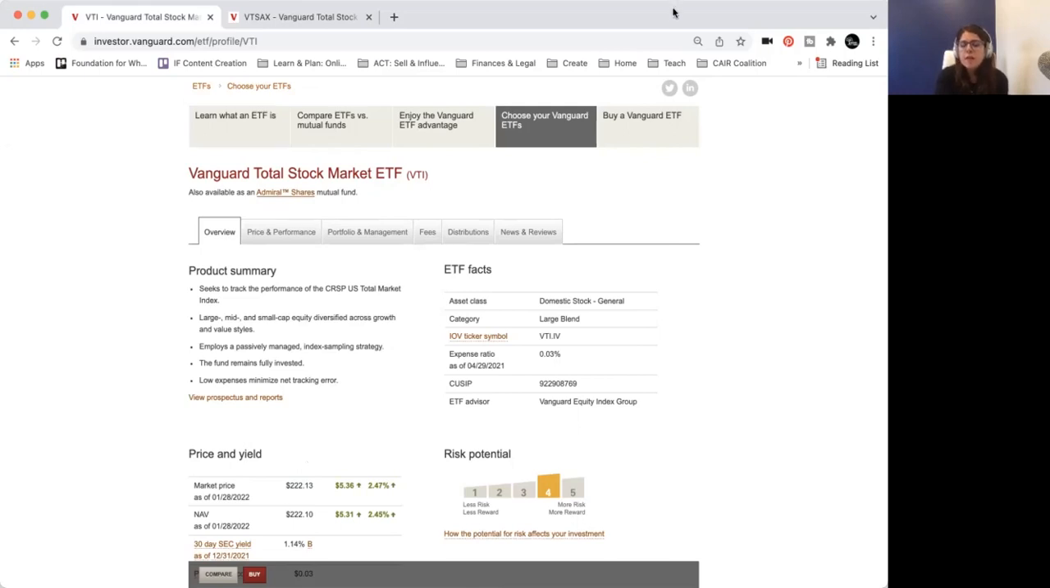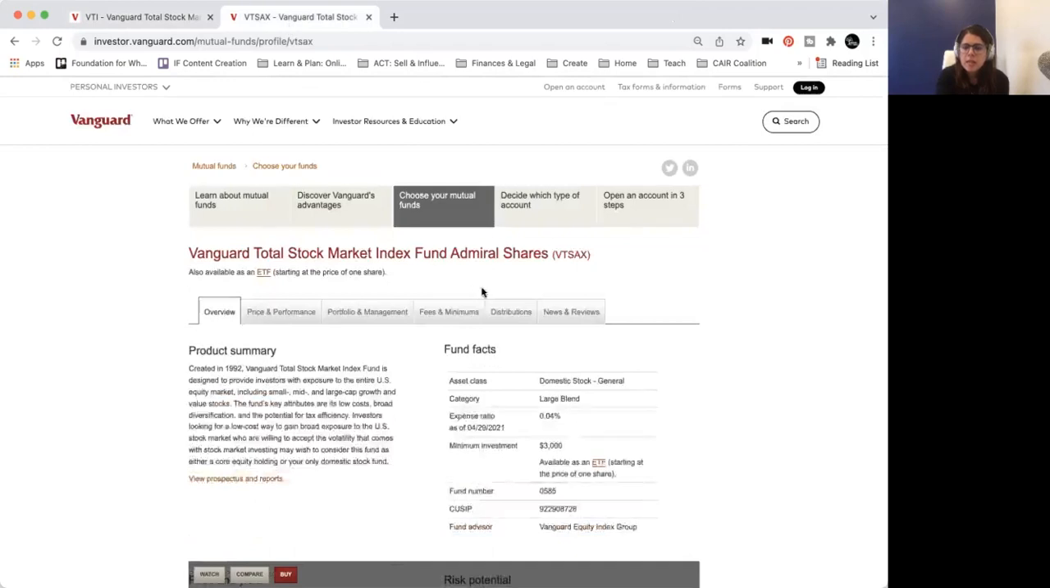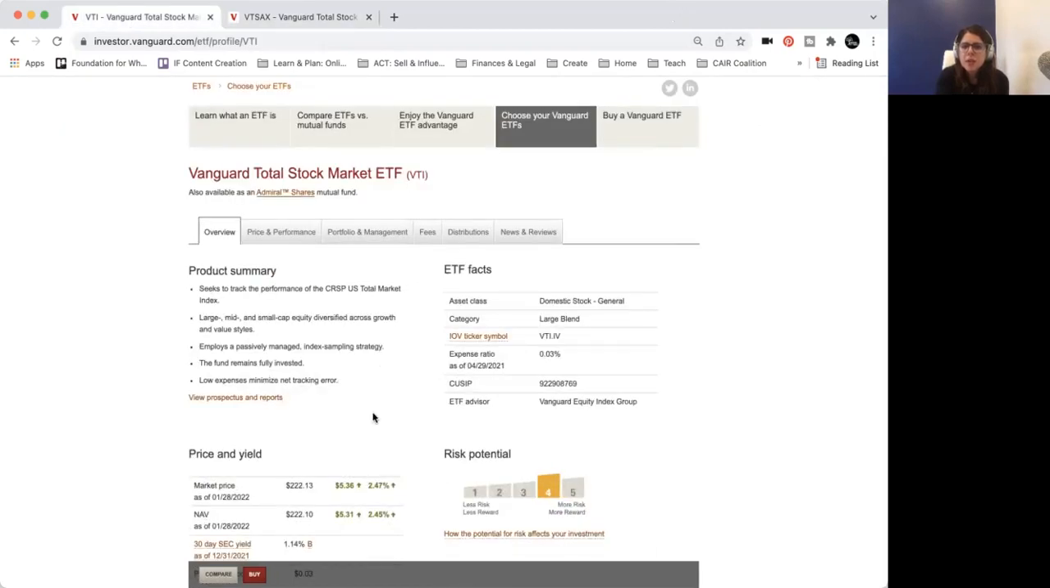So if you don't have the 3,000 yet to get started with the index fund version, VTSAX, what you can do, going back to VTI, is start with the ETF version and save up till you have $222.13 and buy one ETF, and then you can buy another the next month, and then another the next month, and keep doing that. At a certain point, the value is going to get to an amount of at least $3,000.